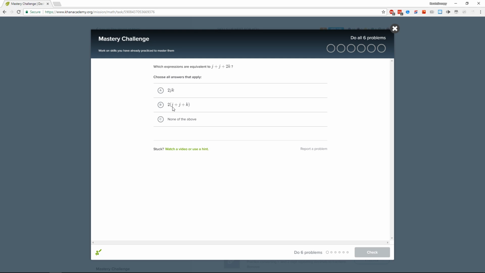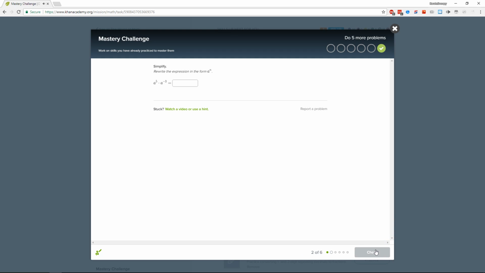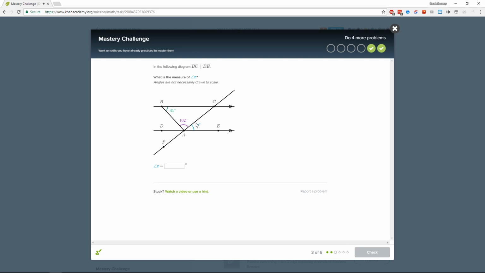Which expressions are equivalent? I don't like any of those. A to the second. A squared. BC and DE are parallel. What is the measure of X?